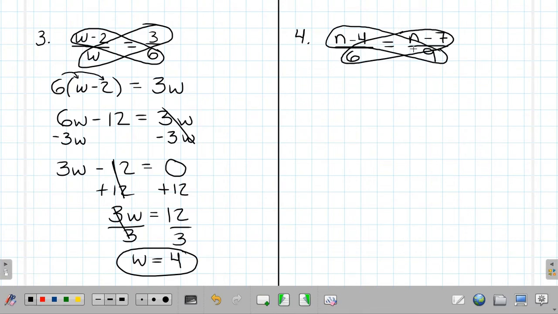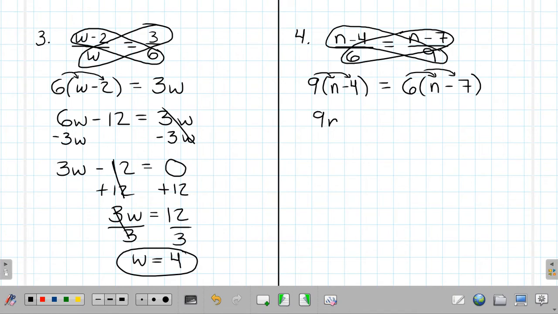So I'm going to do 9 times n minus 4 first, and that's going to be equal to 6 times n minus 7. Same kind of thing here. Don't forget the parentheses because we'll need to distribute on both sides this time. So 9 times n is 9n, minus 9 times 4 is 36. 6 times n is 6n, minus 6 times 7 is 42.